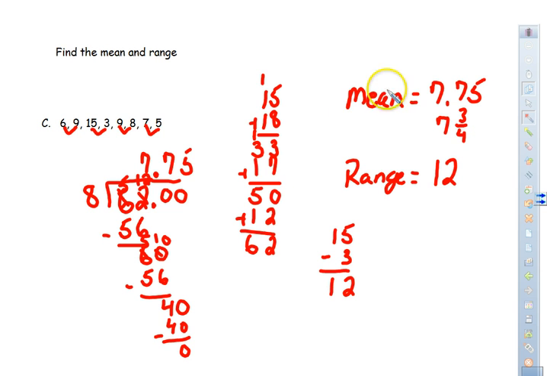The key here is, again, making certain that you understand those two concepts to find the mean and the range. Have a great evening, and we will see you tomorrow.